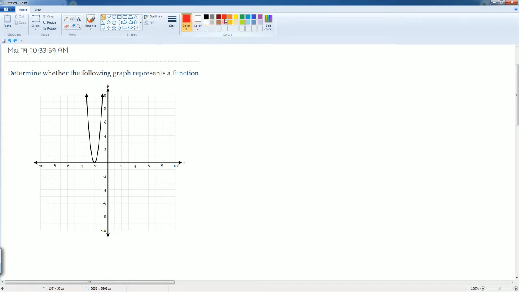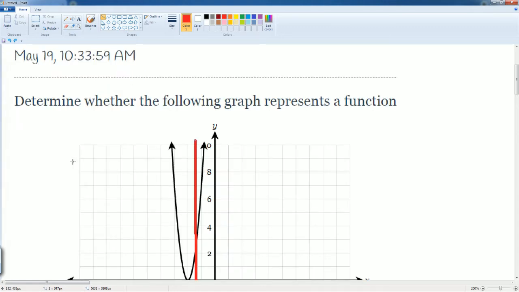The vertical line test is when you draw a line straight down, and if the graph only passes through one point, it is considered to be a function. The reason why is because a function is defined by every single input having exactly one output.